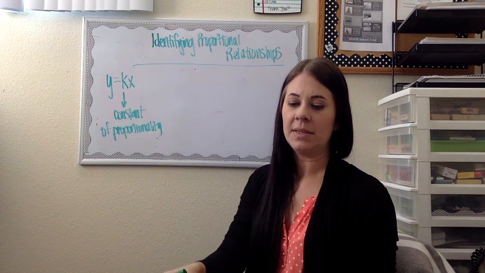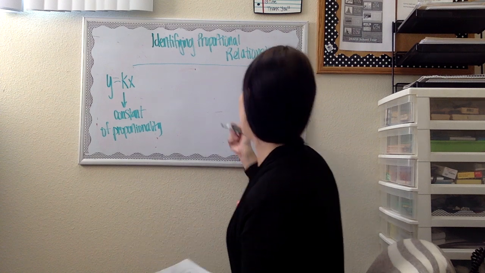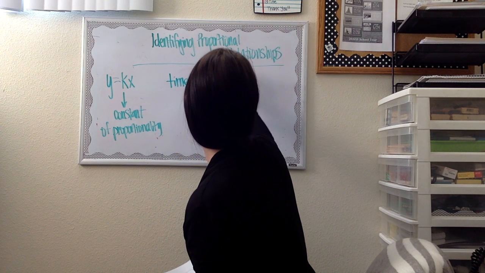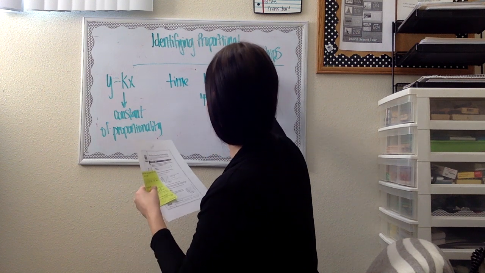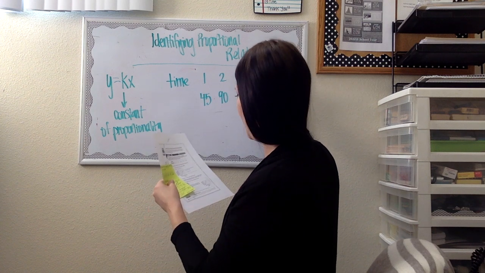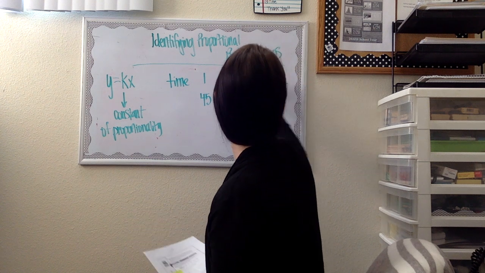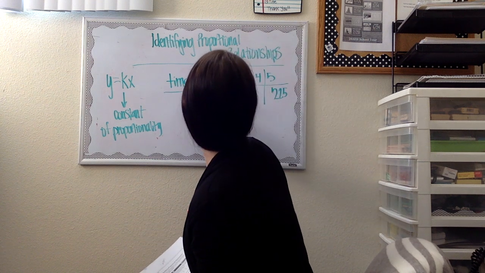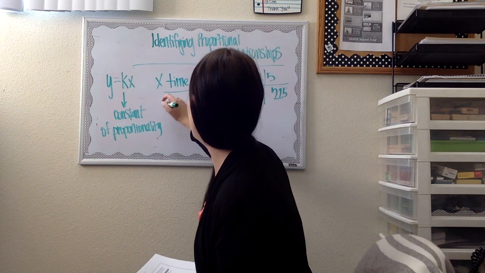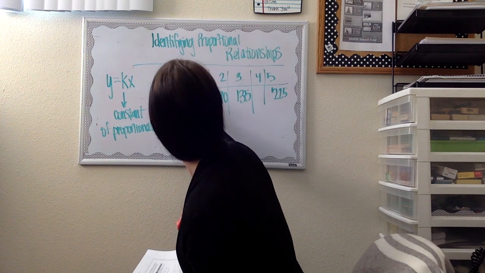All right? So let's pretend that there's a house cleaning company. And they charge for 1 hour, 45 dollars. For 2 hours, 90. For 3 hours, 135. They skip the 4. And for 5 hours, 225. Okay? And so we know the top, because it's time, is x. And we know the bottom is y because it's total cost.